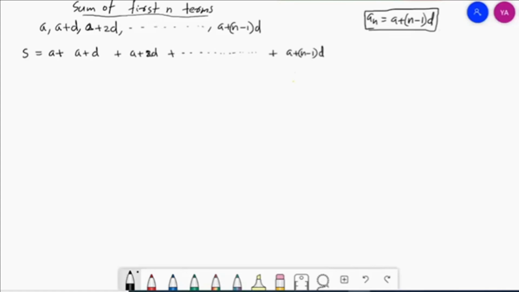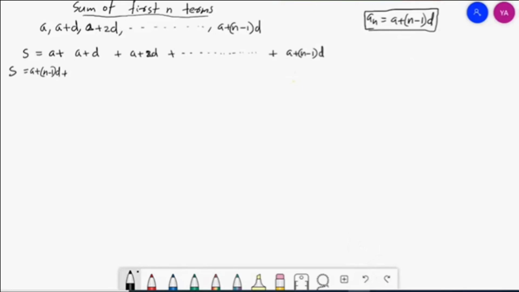So for that, we use the same trick we applied for the previous question, the sum of the first 100 natural numbers. You write the sequence in reverse order. Under a, we write the last term. We take the sum in reverse order. So the last term is a plus n minus 1 d. That's what I write here, a plus n minus 1 d, plus what will be the term just before the last one if you write in reverse order.